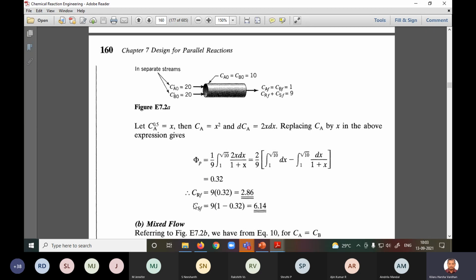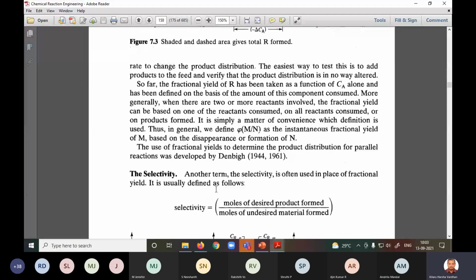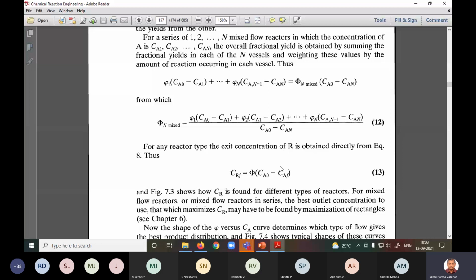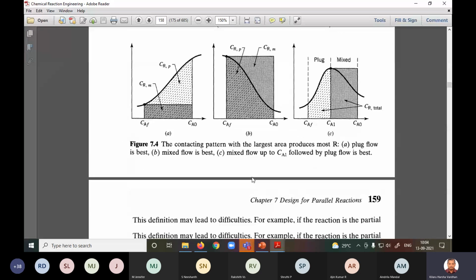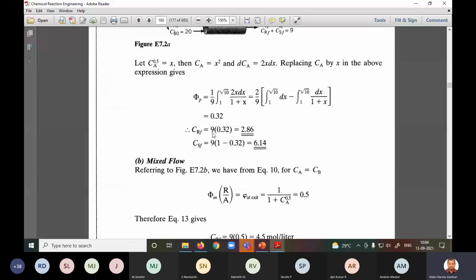But he is asking you the final concentration. Final concentration CRF is phi into the concentration difference. That is what I just showed you here. I told you this for any reaction. This is very important. The CRF is phi into concentration difference. Concentration difference is 10 minus 1. Phi is nothing but phi of the plug flow. That is what you are putting here. So phi of plug flow is 0.32 into concentration difference 9. So 2.86. You can calculate CSF also if you want, because he is asking only CRF.